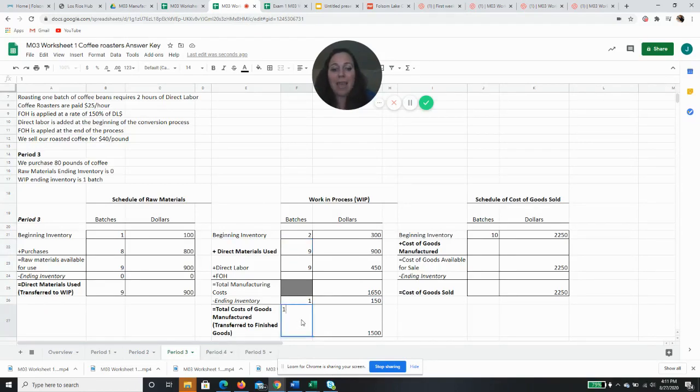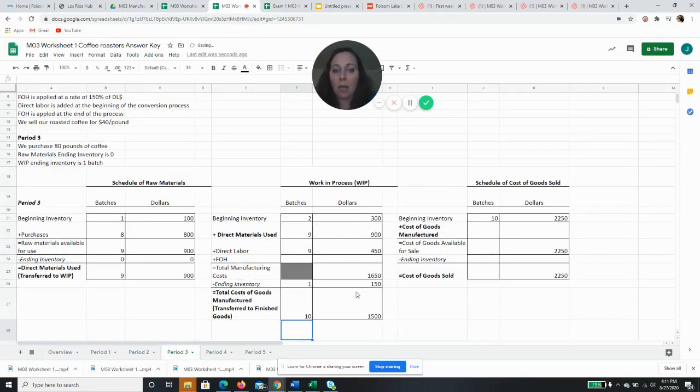So I have got 10 batches in cost of goods manufactured because I finished 10. If I finished 10 batches, that means I applied factory overhead to 10 batches because as soon as I apply that factory overhead, it is finished. I know I apply factory overhead at a rate of $75 per batch. So my total cost that went through WIP this month is $2,400. Okay? 150 of it stayed in WIP as ending inventory, which means $2,250 got transferred to finished goods.